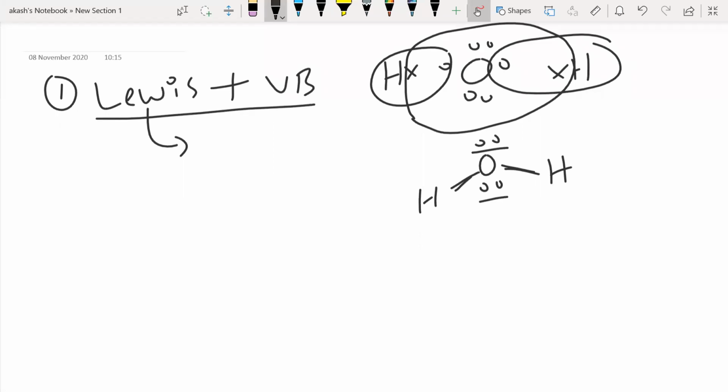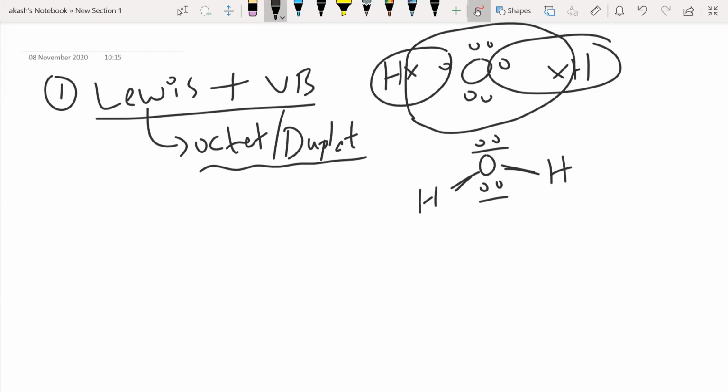Now, what I'm trying to tell you is that Lewis theory depends on only one particular thing: the octet or duplet for the stability of the atom. The mutual sharing of electrons is going to happen purely based on the octet or duplet. That's the only thing.